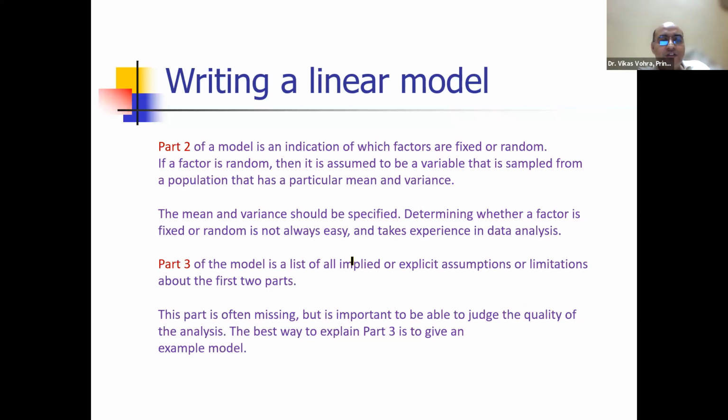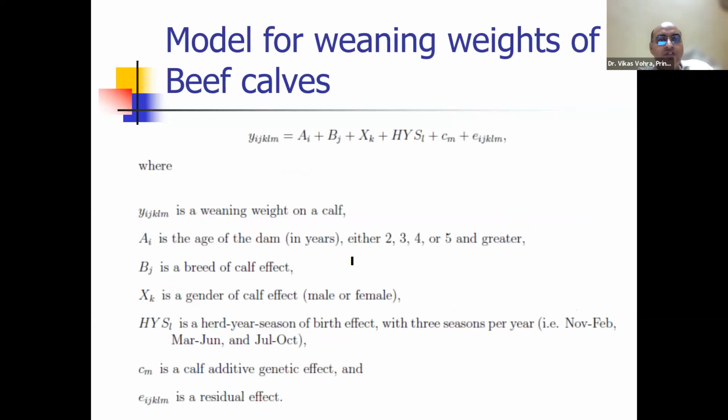And we'll simply go to the third part, which is checking for the assumptions and limitations and making interpretation using the two parts. So taking the same example, we say now that y, the outcome, is the weaning weight of beef calves, and we have taken the effects like A, B, X, and HY, S, and CM, and E is the residual which is left.